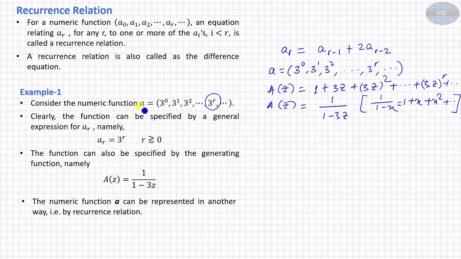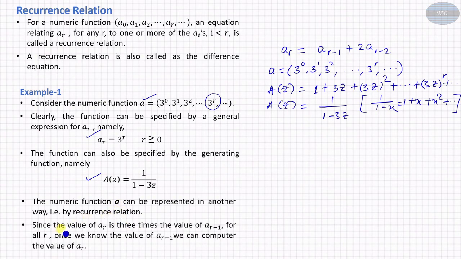The numeric function a can be represented in another way, that is by recurrence relation. So a numeric function can be represented in three ways here. First one is the listing form. Second one is in the form of ar. Third one is in the form of generating function. Now we have another form of representation of this numeric function a, and that is by the recurrence relation. Since the value of ar is 3 times the value of ar minus 1 for all r, once you know the value of ar minus 1, you can compute the value of ar.